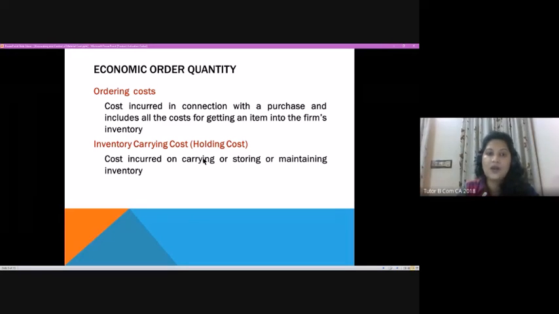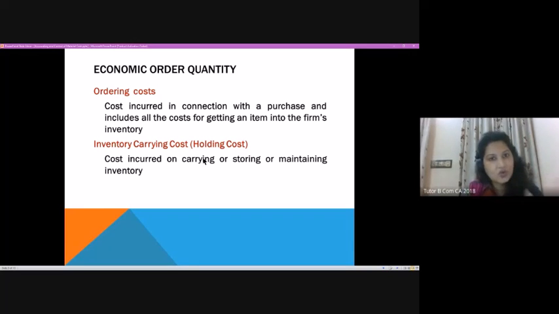Now the second one is inventory carrying cost. It is otherwise called holding cost. That is the cost incurred on carrying, managing, and storing this within the factory premises, within the store, within the warehouse. So that is called a holding cost.